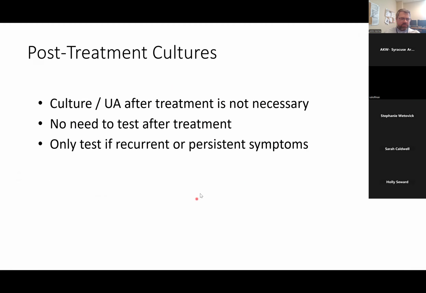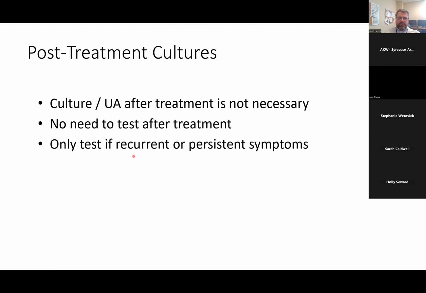Now, the other question that always comes up is what about testing? The patient will say, "How do you know it's gone?" And I will ask the patient, "Are you having pain when you urinate?" And they say, "No, not anymore." And I say, "Well, then it's probably gone, right?" So there's no reason to test anymore if symptoms have resolved and they're feeling better. Once they're better, the only time you would test is if they have symptoms again. So there's no test of cure in this case.